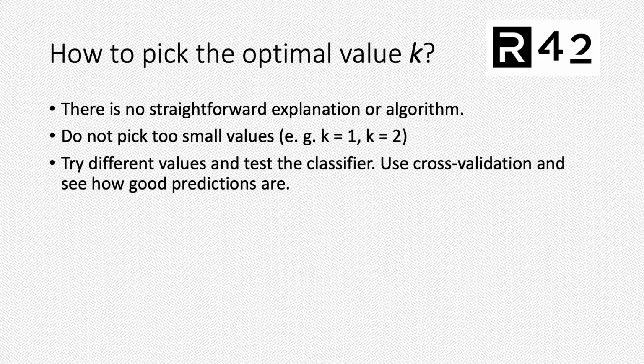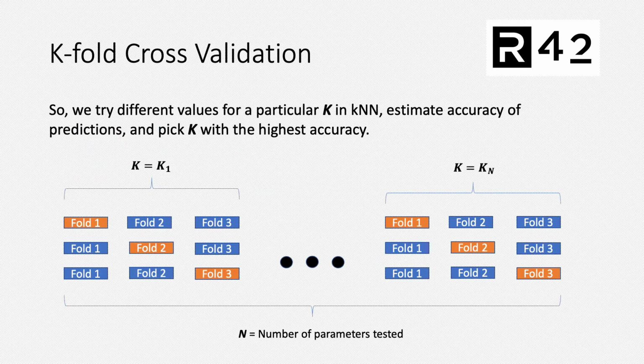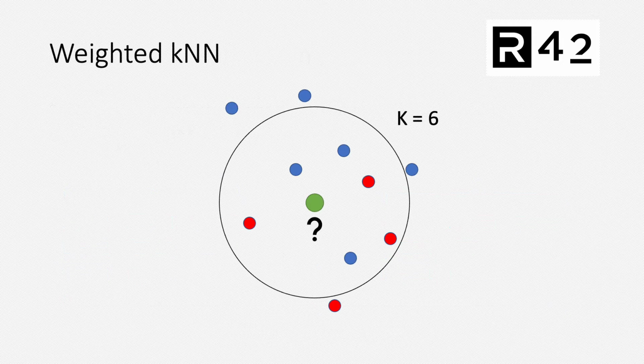You can try different values and use cross-validation to estimate how good the predictions are. So in our example with k and n, we test n different values for k using cross-validation. We estimate the accuracy for each value of k and pick the value with the highest accuracy.